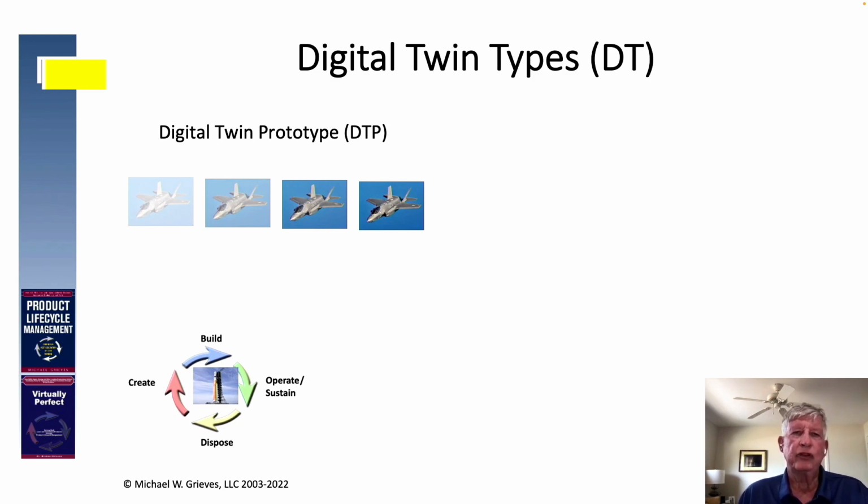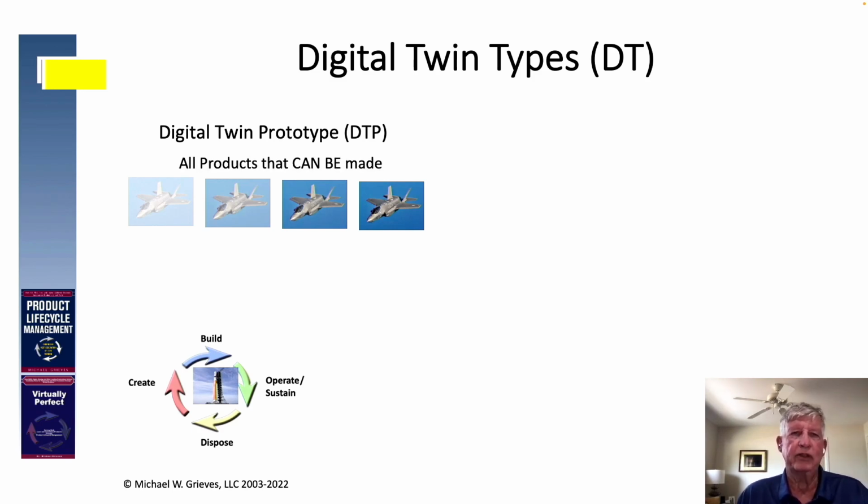Initially, we have what I call the prototypical digital twin, or the digital twin prototype, and as you can see from the diagram, it takes place from a vague idea to the formulation of a specific product that we are going to manufacture and bring to market for people to use.